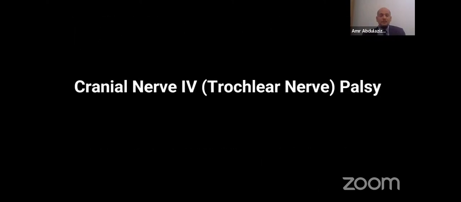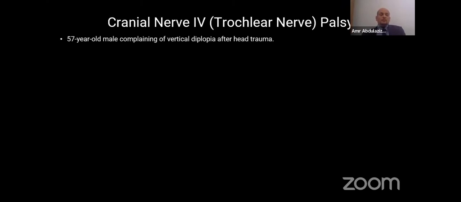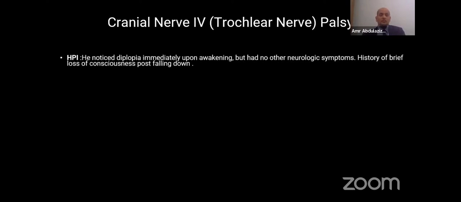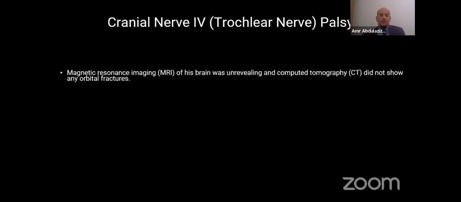Coming to the third case, cranial nerve fourth palsy, trochlear nerve palsy. This is a case of a 57-year-old male complaining of vertical diplopia after head trauma. The patient has binocular vertical diplopia. He noticed the diplopia immediately upon awakening after he fell down, with a history of brief loss of consciousness. MRI and CT were done, and both did not show any abnormalities. Also, there were no orbital fractures.